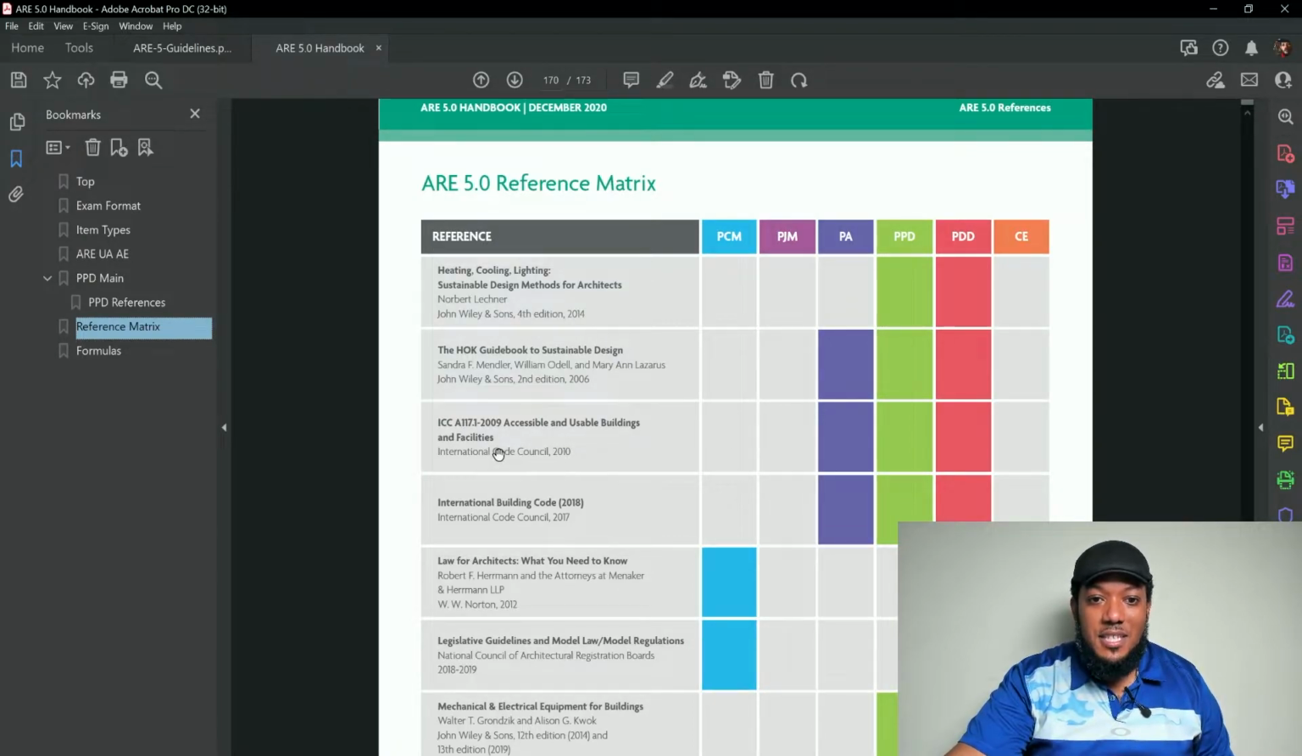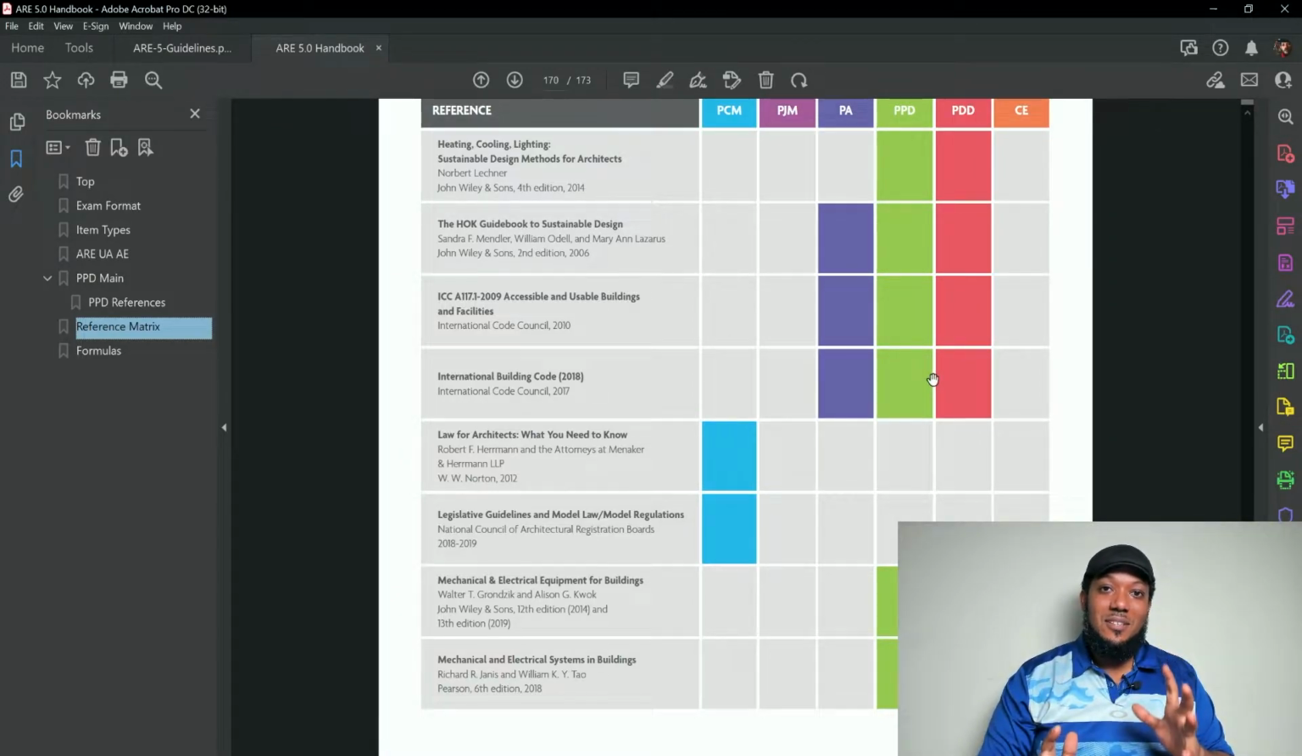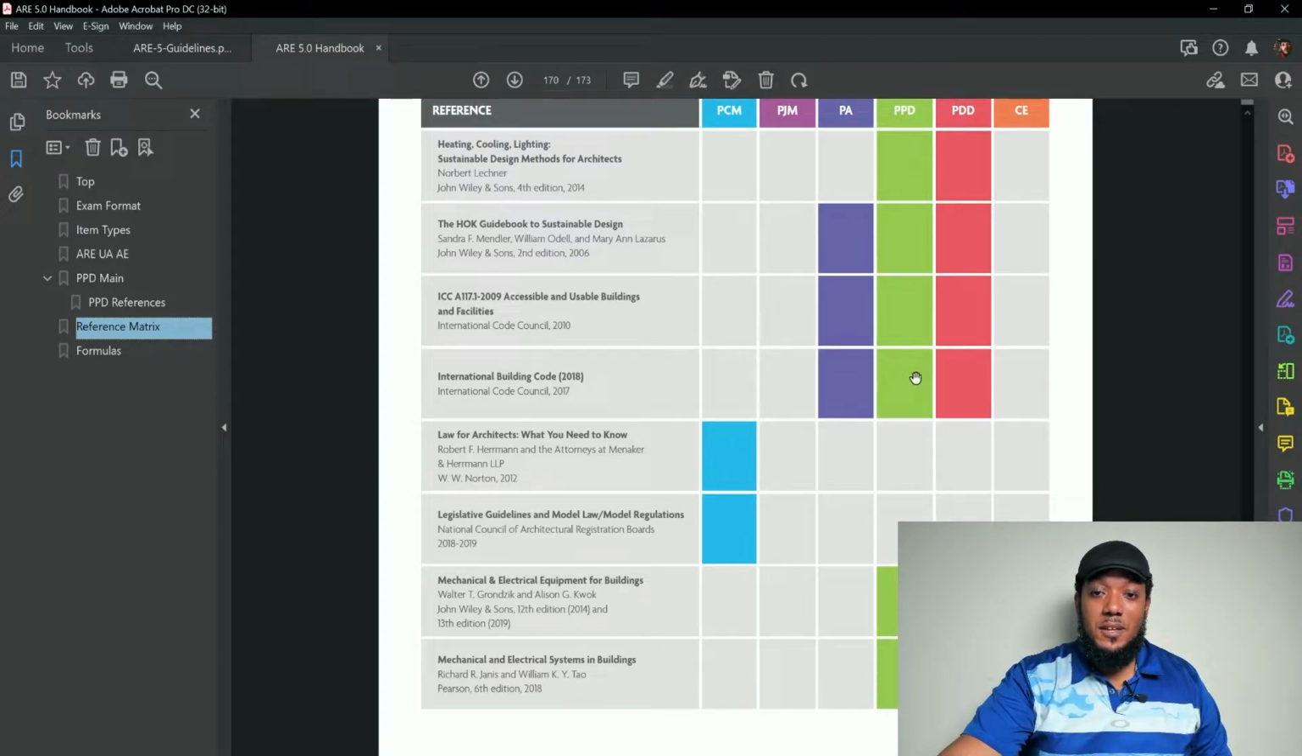ICC A117.1, so this is the ADA. I found that very useful, and I did go through that. And also the International Building Code. This is something you need to stamp in your mind, even knowing the way the chapters are outlined. Calculating the sizing for a building, how to state the capacity, knowing the fire code. These things are in the International Building Code and something you need to really be familiar with. So that would be what I would star as the most important.